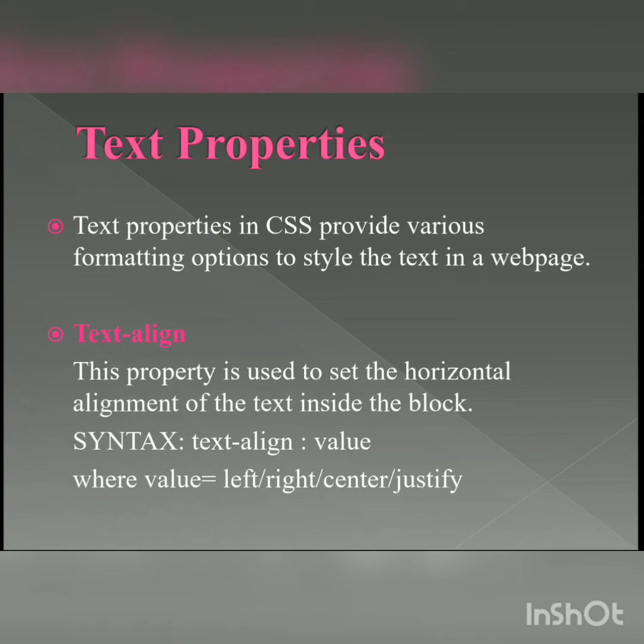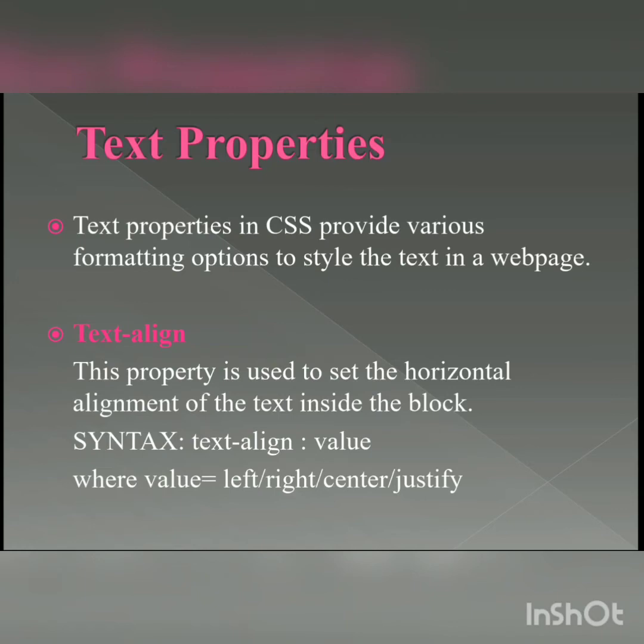So the first text property is text align. Text align is the property that we use to set the horizontal alignment of the text inside the block. So what does alignment mean? Alignment means how you are aligning the text or how you are positioning the text. If you take an example, in this presentation you can see that all the text is aligned on the left side. So in this the alignment is left. If we align the text across the right margin, we will call the alignment right.